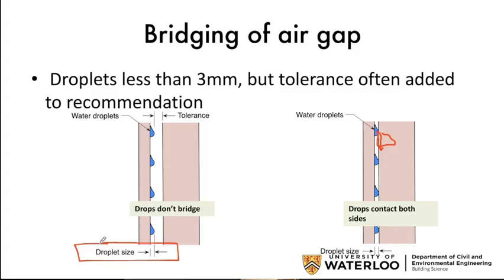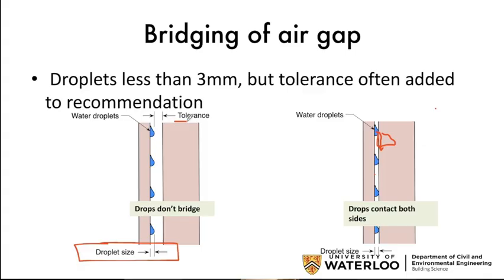And 3 millimeters is already on the relatively high side of how big the droplet can be, because it just wants to run down by gravity before it gets that big. And therefore, if you don't want this to happen on the right side, you need 3 millimeters plus a tolerance. And some codes and standards have decided that number is 10 millimeters. Some codes and standards have decided that number is 6 millimeters. I think there's one that's at 4.5 millimeters too.